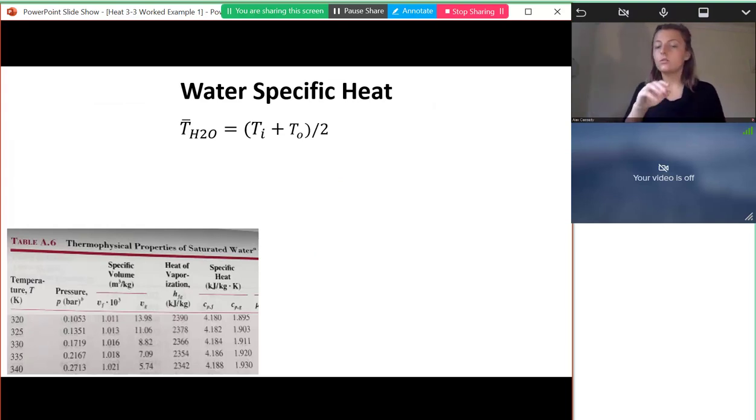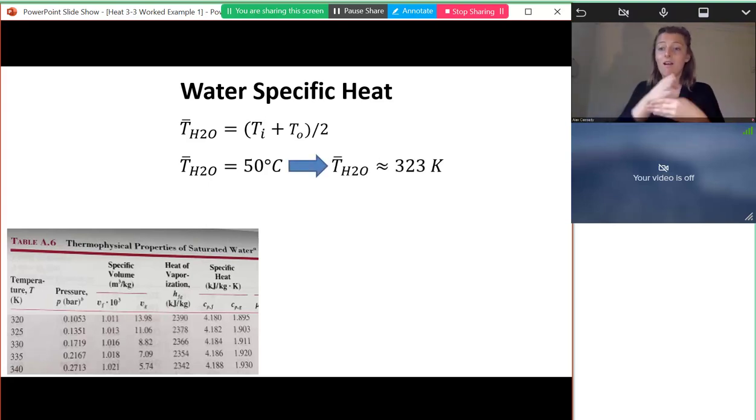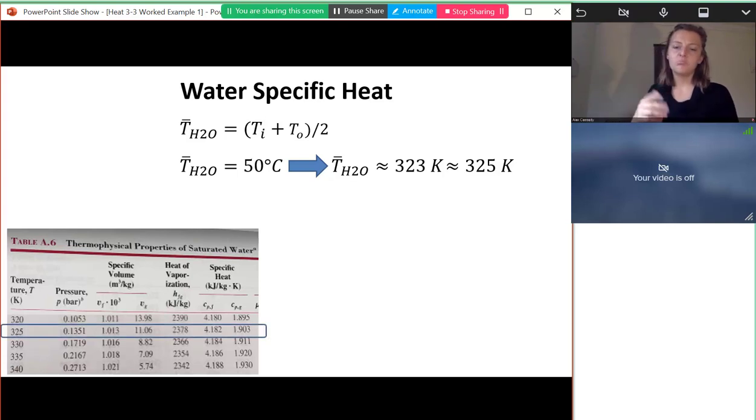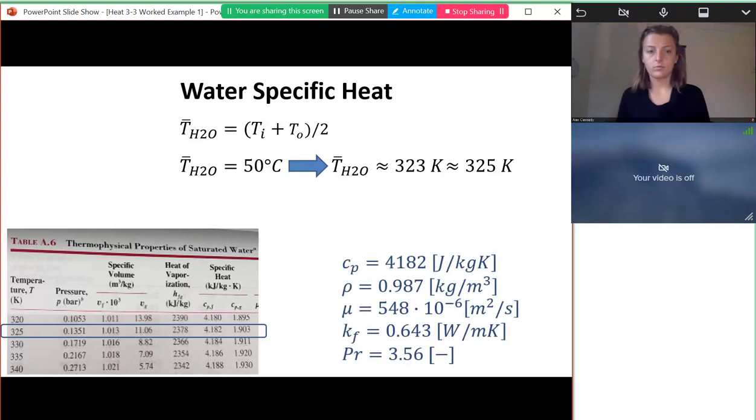So I can go to the water side and try to find my temperatures. Here I know my average water temperature is 50 degrees Celsius, which is 323 degrees Kelvin. I'm going to say that's about 325 degrees Kelvin, and I'll pick that information off the table. So far, it looks like I only need specific heat. But I noticed in the question, they never told me what the heat transfer coefficient in the tubes was. So I'm going to have to do some internal convection analysis here.